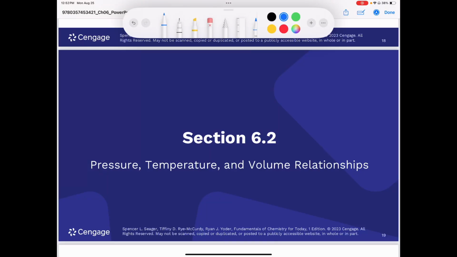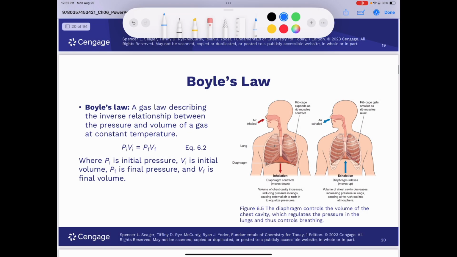All right, let's move on and discuss the relationship between pressure, temperature, and volume. We've already taken a look at what pressure, temperature, and volume mean, and now we're going to look at the relationship between these three. We will begin with Boyle's law.